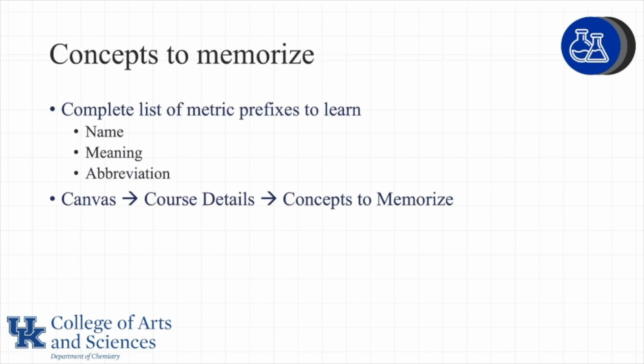There are some metric prefixes that you will need to memorize because they're ones that we use most frequently. If you go to Canvas and look for the link to course details, and then look for the page that says concepts to memorize, on that page there's a table of metric prefixes that you're responsible for knowing the name, meaning, and abbreviation.